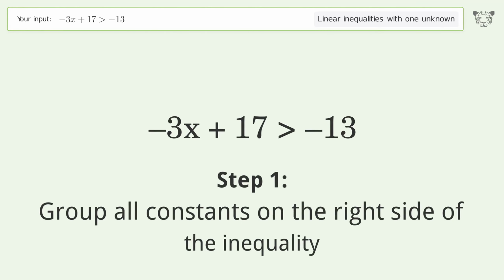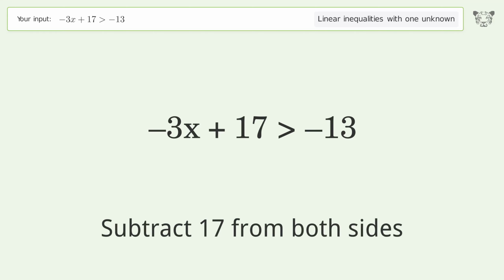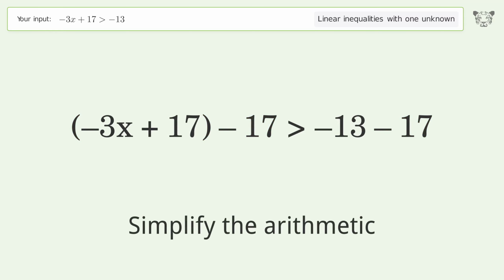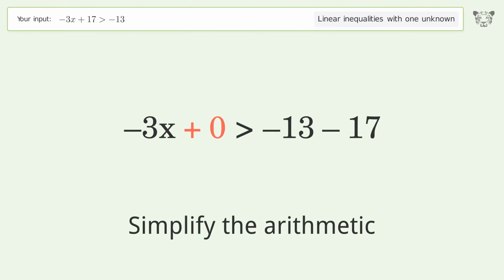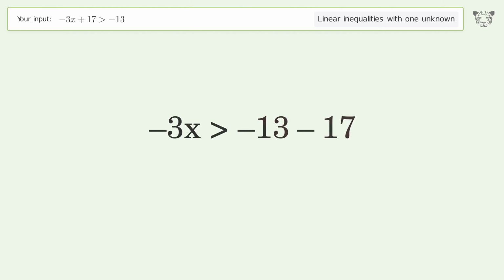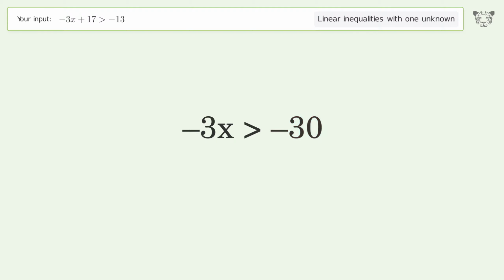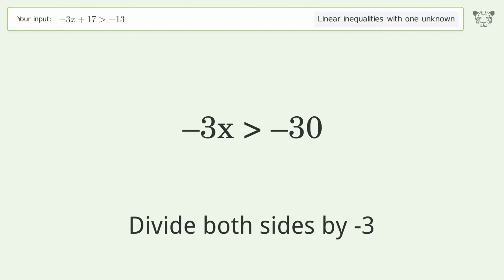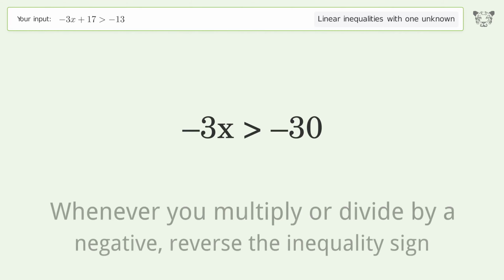Group all constants on the right side of the inequality. Subtract 17 from both sides. Simplify the arithmetic. Isolate the x. Divide both sides by -3. Whenever you multiply or divide by a negative, reverse the inequality sign.